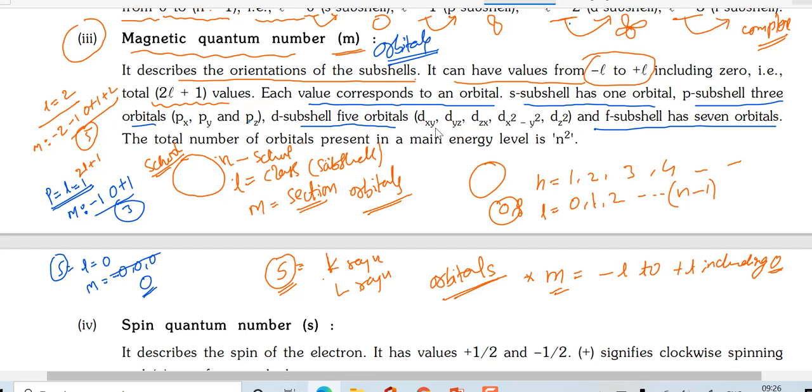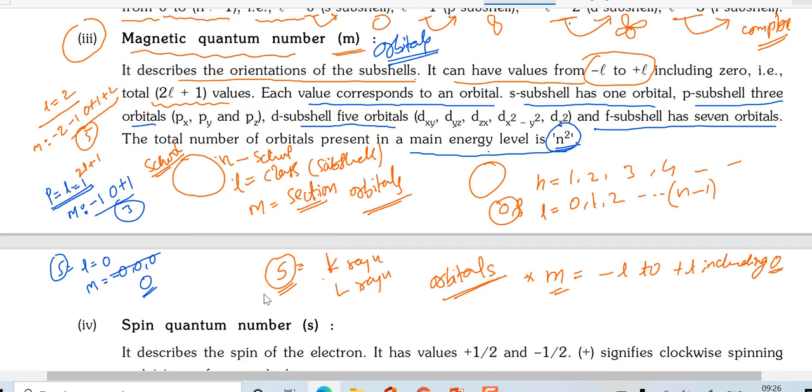D subshell has 5 orbitals: dxy, dyz, dzx, x square minus y square, and z square. How these orbitals are, we will discuss. And F subshell has 7 orbitals. We are not giving the indication of what type of orbitals those are. The total number of orbitals present in a main energy level is n square. We are talking about total orbitals here. Total orbitals, that is n square.